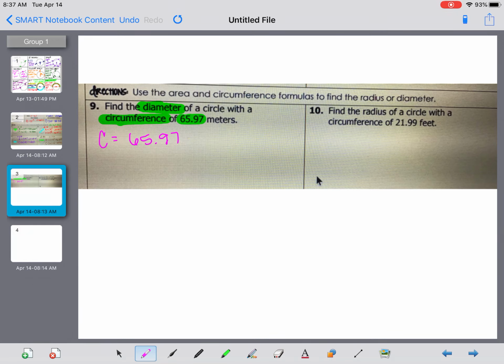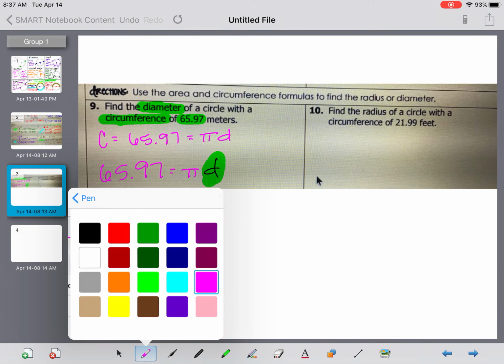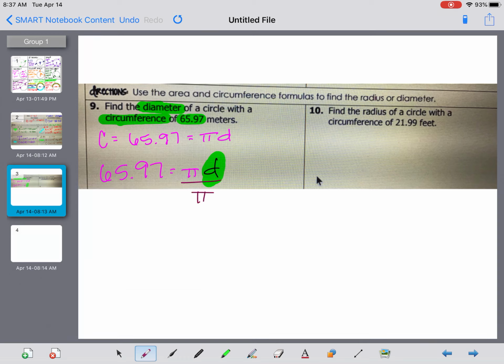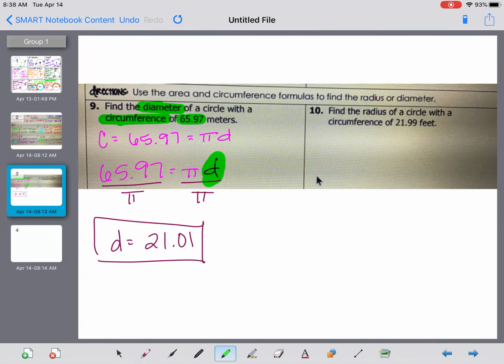So they told us the circumference. So the circumference is 65.97. And we know that that circumference formula is pi times the diameter. So we have 65.97 equals pi times d. And d is what we're looking for. So if we can just get rid of this pi, we'll be in good shape. So to get rid of pi, we're going to divide by pi on both sides. So we're going to divide by 3.14. So 65.97 divided by 3.14 gives us 21 for the diameter. And it's like 21.01. And that's it.